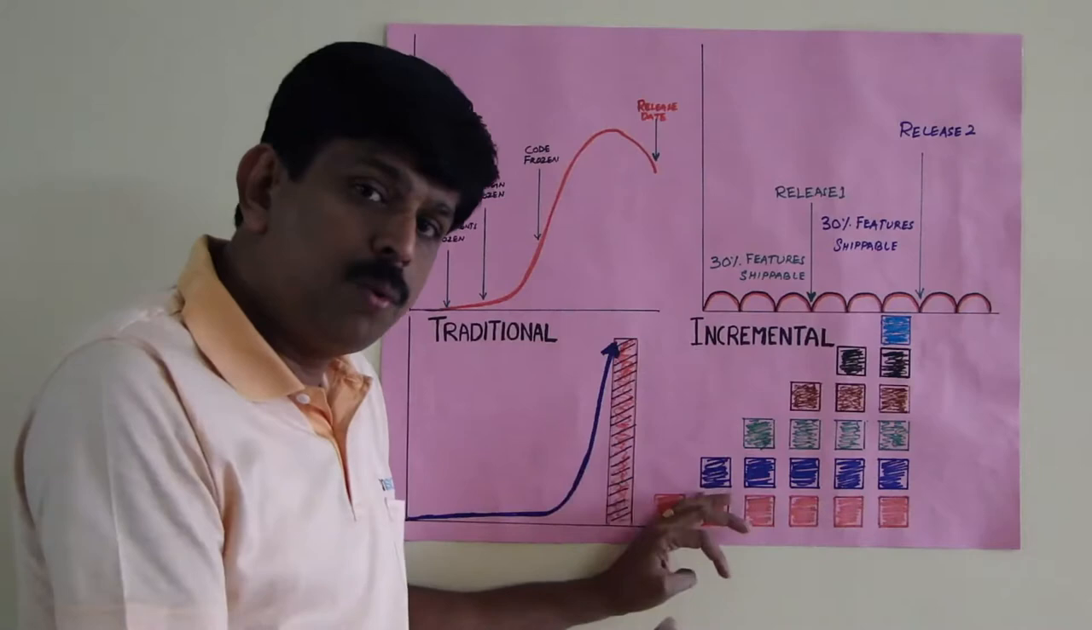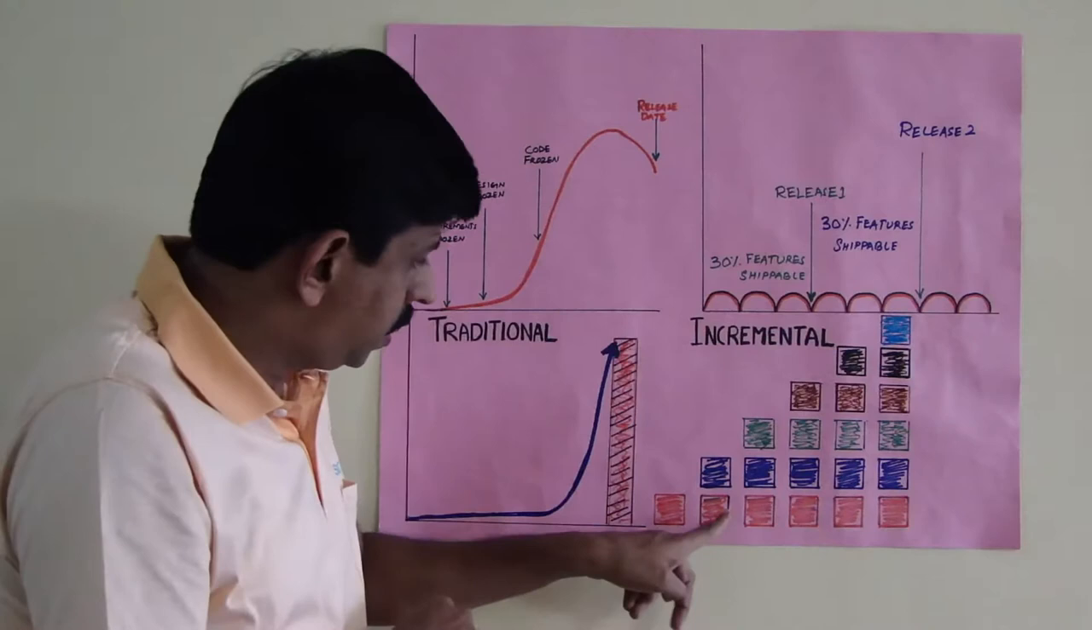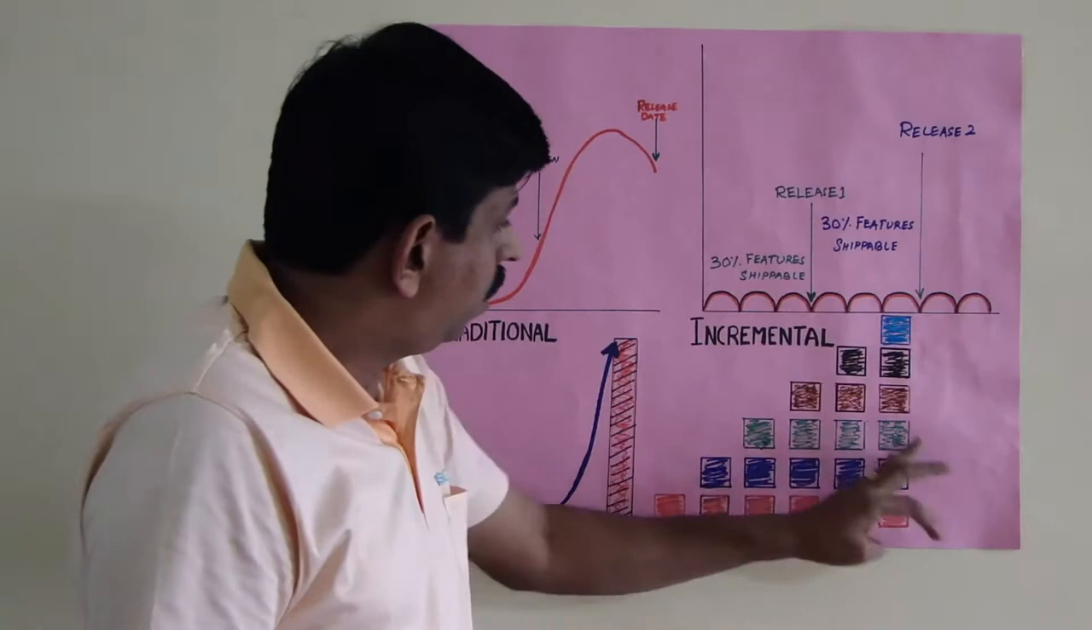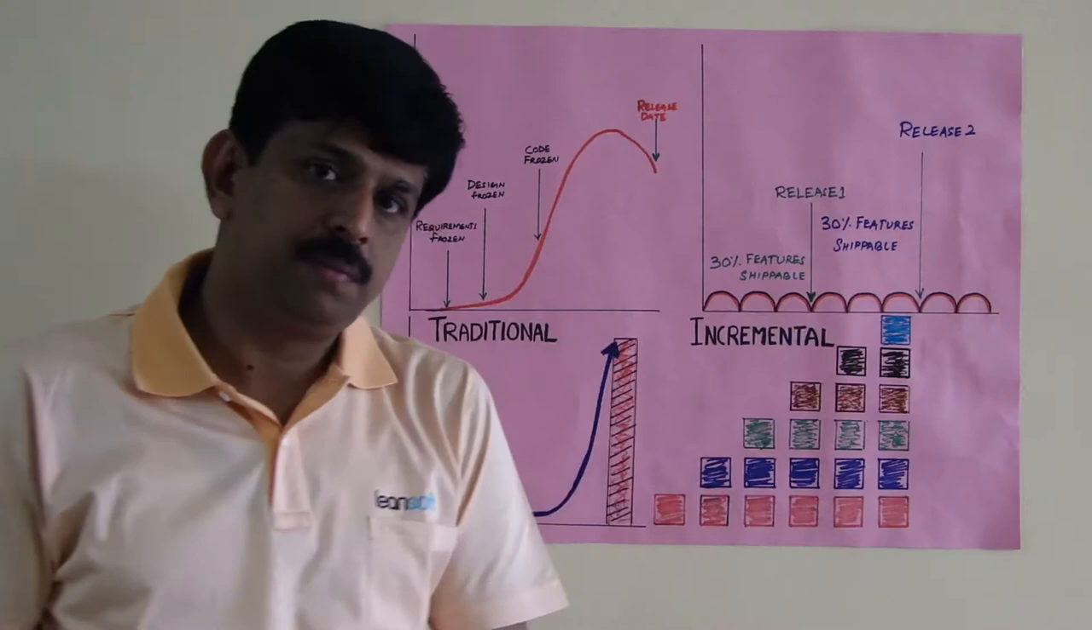So what is ready now after 2 sprints? The red feature and the blue feature are both ready. This is how, incrementally in every sprint, we keep adding feature over feature over feature, and finally all the features are built and released as a product. So what's the advantage of this? Number one advantage.